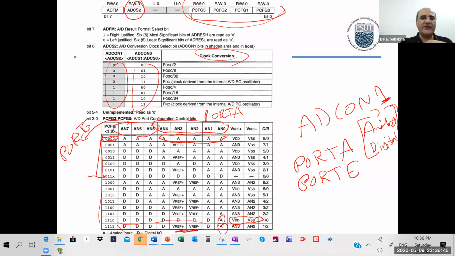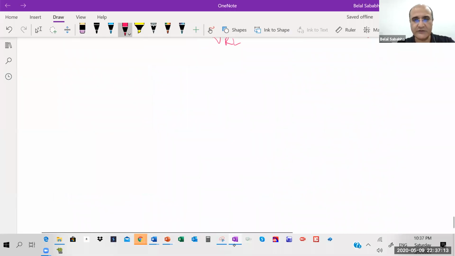Okay? And this bit we talked about, we use it with the other two in ADCON 0 to select the clock speed, the conversion speed. And the last bit, bit number 7, is called the result format select bit. When we get a result of 10 bits, do we want to do a right justification or a left justification in the AD result high and AD result low? Let me explain this quickly because I want to go to an example afterwards. Let's go to an example, finish, and read a voltage.